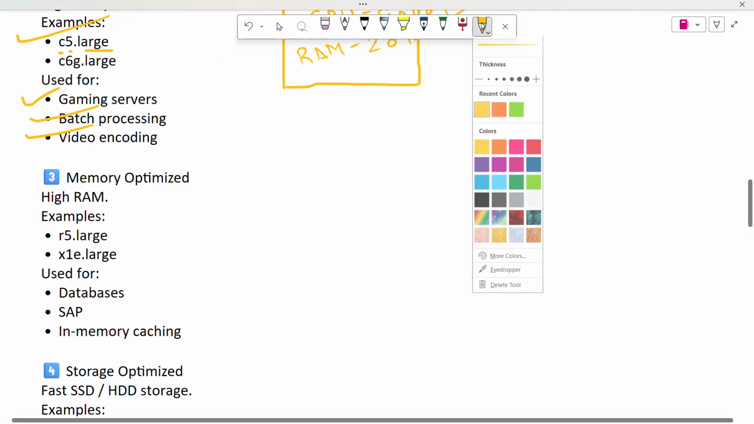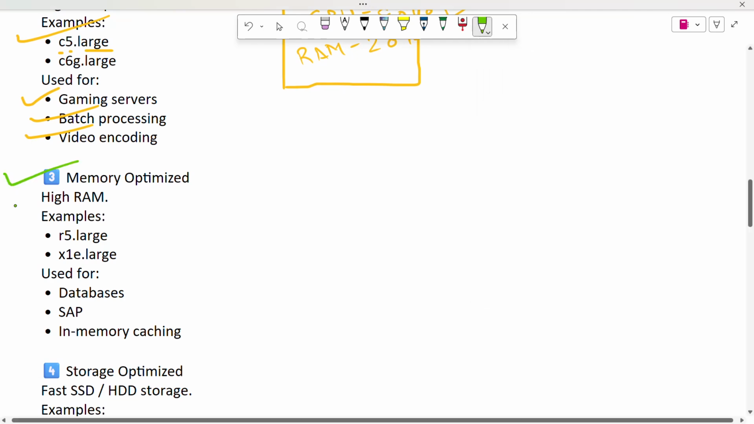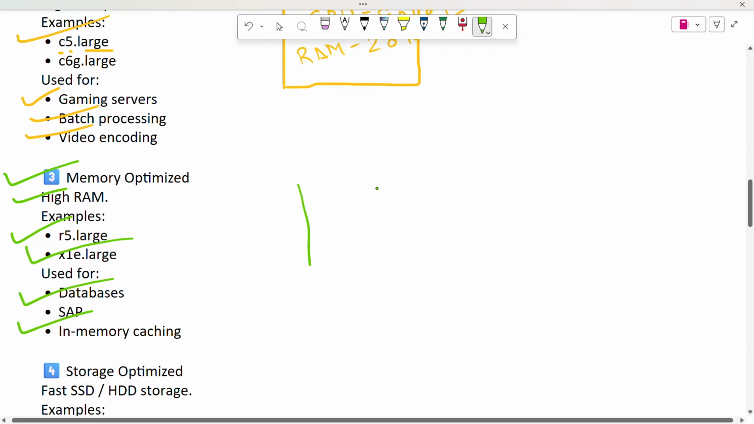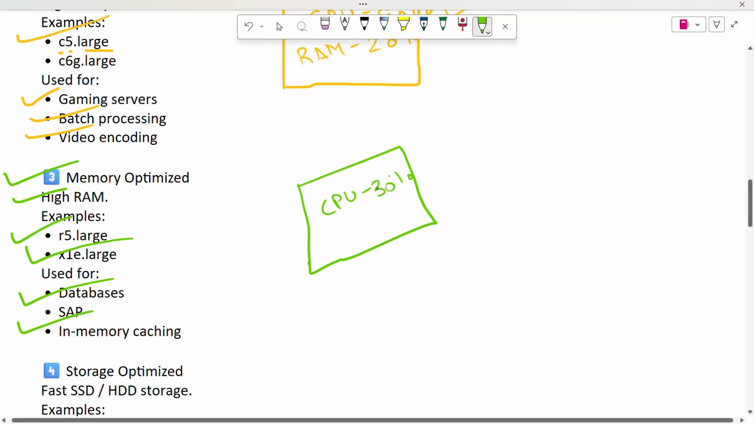I'll quickly go through the next part, the memory optimized instance. In this case, it's going to have high RAM. Examples will be R5 large, X large, used for databases and in-memory caching. So here, as I mentioned previously, CPU will have lesser weightage, let's say 30%, and RAM in this case will be given more priority, let's say 60%, and the remaining for storage.